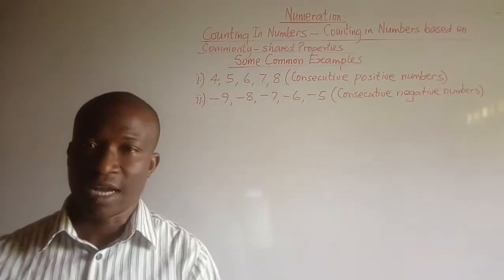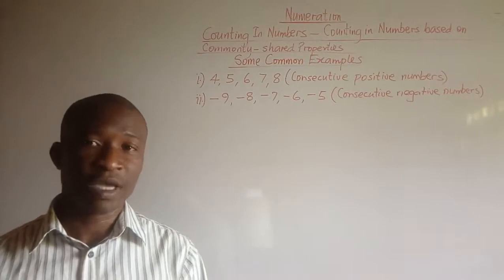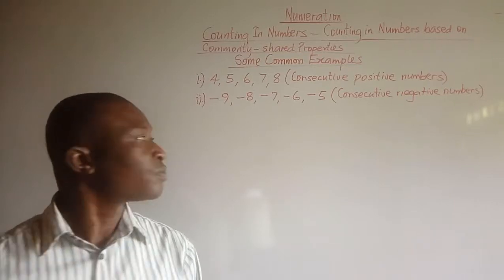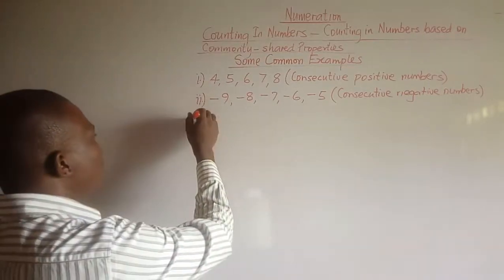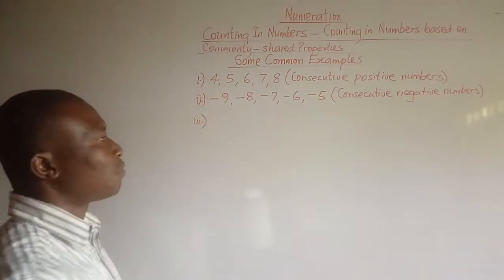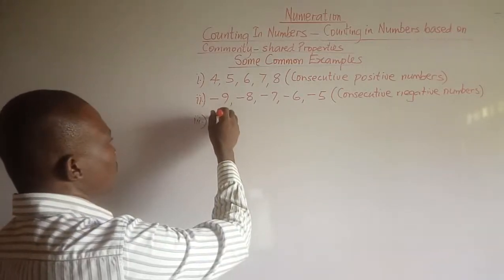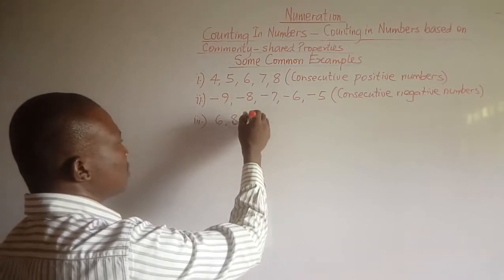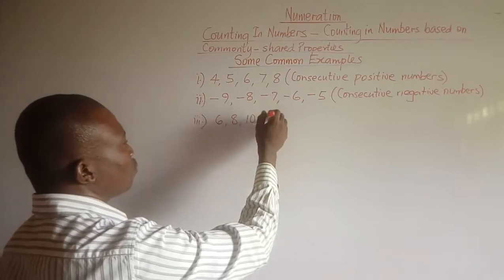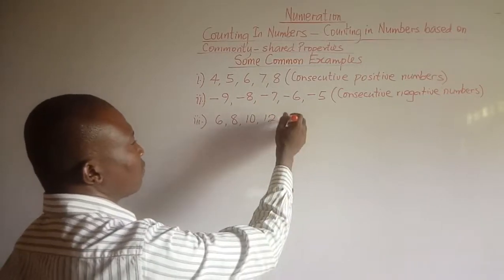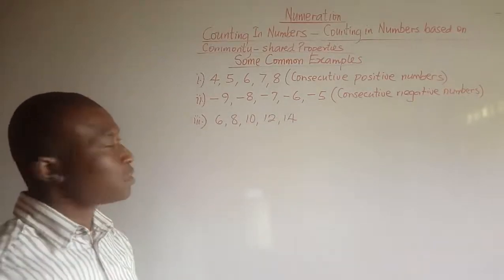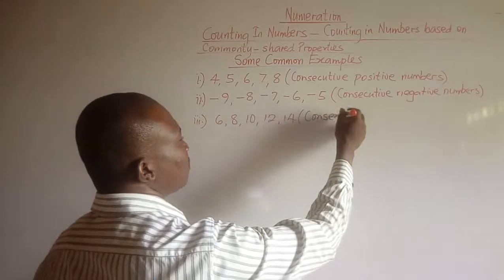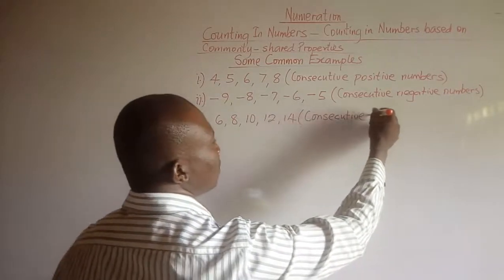Okay, having said that, let's take more examples of commonly shared numbers. So we have the third example. Let's say 6, 8, 10, 12, 14. These numbers in this sequence form consecutive even numbers.